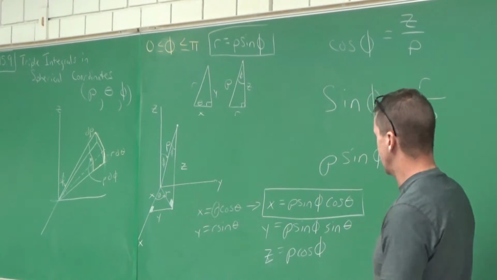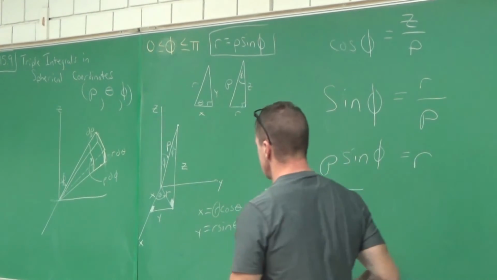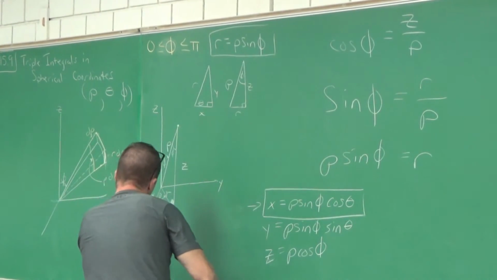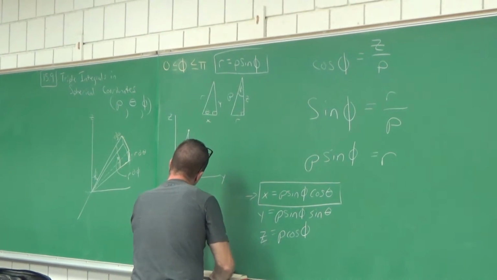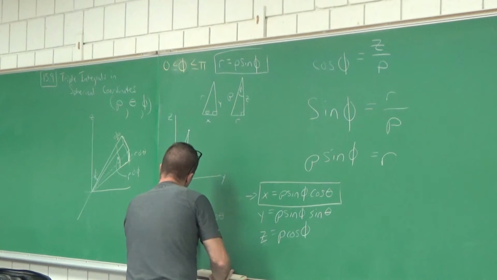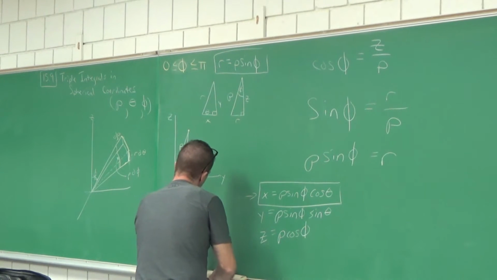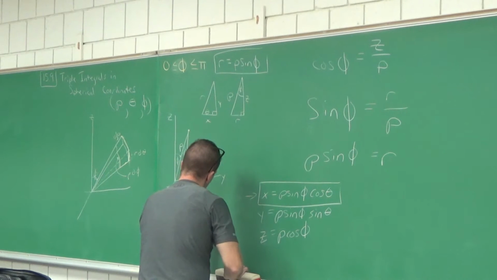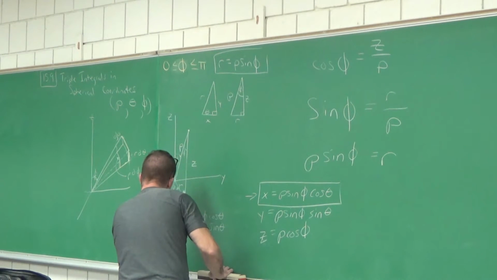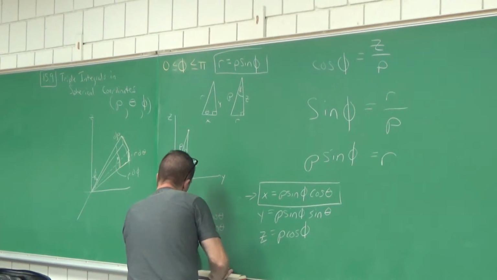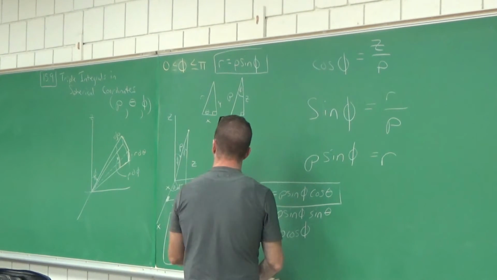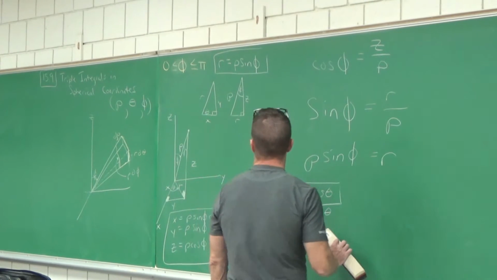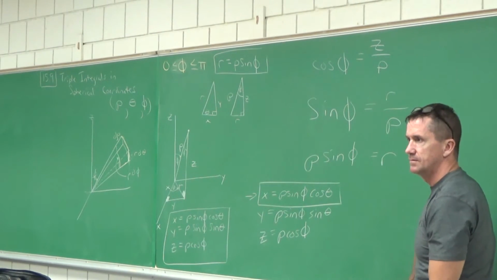Cool. There they are. Leave them up all class. I can move this over and just put them right here because they're long. x is rho sine phi cosine theta. y is rho sine phi sine theta. And lastly, z is rho cosine phi. Leave them up all class. Everyone go with that? Nice.